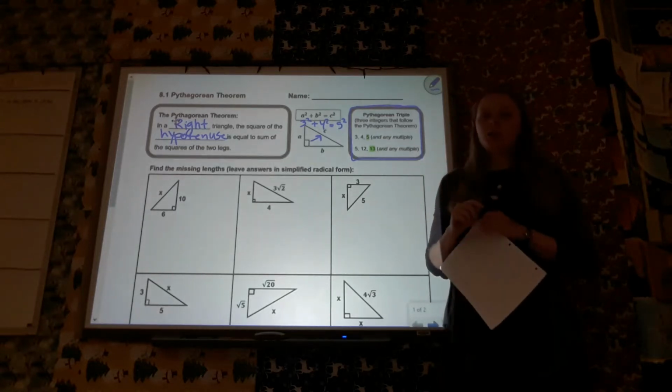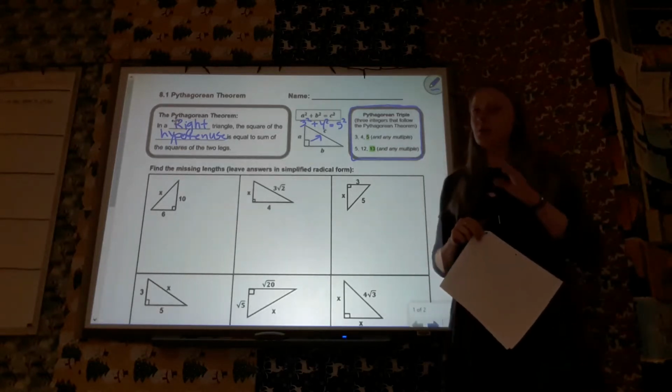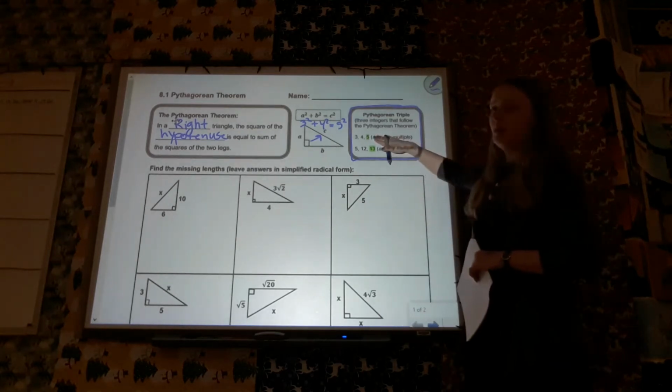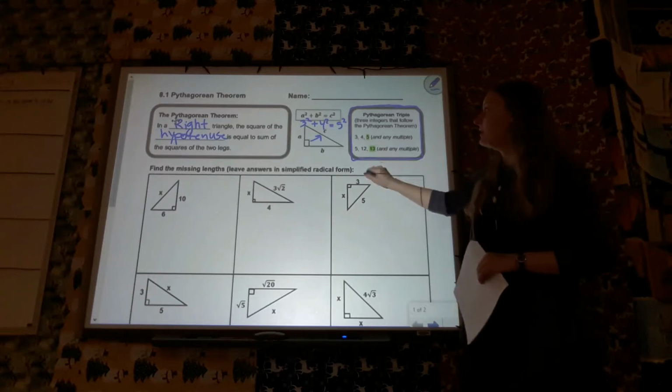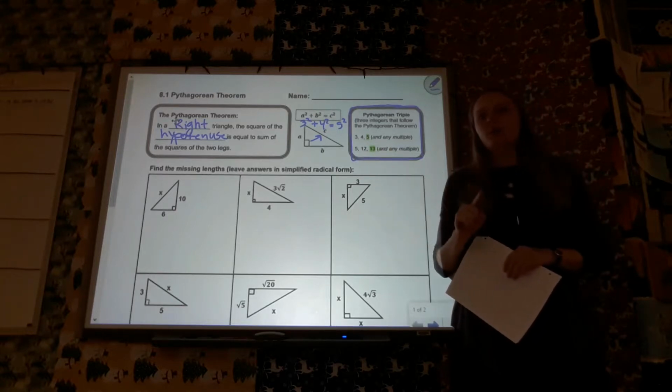So what I want you to do, it is a little bit of memorization, but you don't have to memorize a lot. I just want you to memorize this Pythagorean triple and this Pythagorean triple. So 3, 4, 5, and 5, 12, 13. Just remember those two.